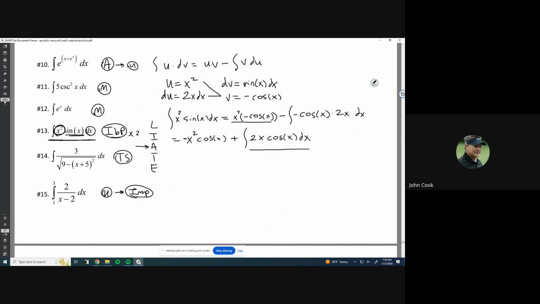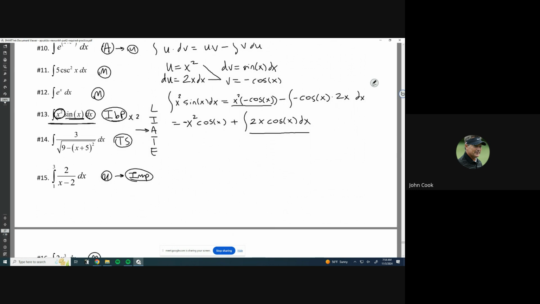So I just do integration by parts one more time. I do LIATE again. No logs, no arcsines, arctangents. But I do have this algebraic expression. So let u be equal to 2x, and dv is equal to the rest of the stuff, so cosine of x dx. du is equal to 2 dx. And then v is going to be equal to the antiderivative of cosine, which is just sine.